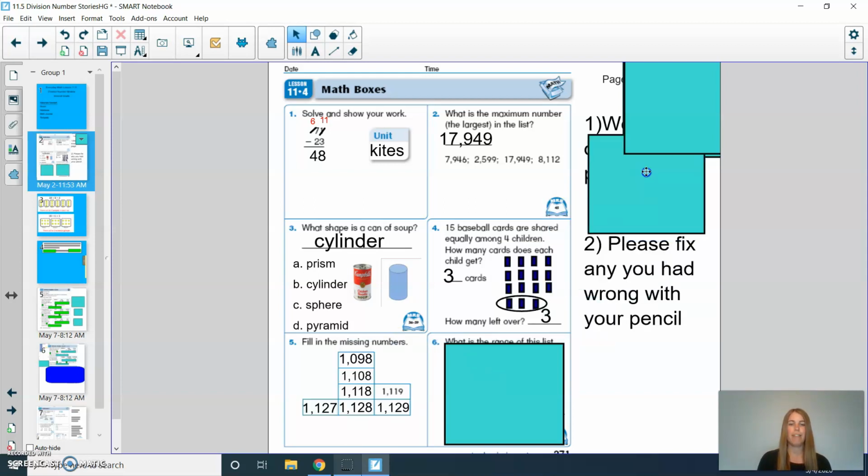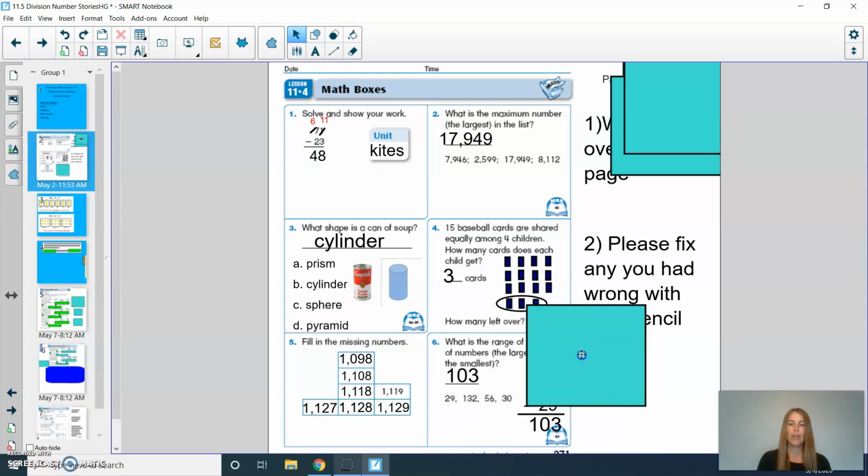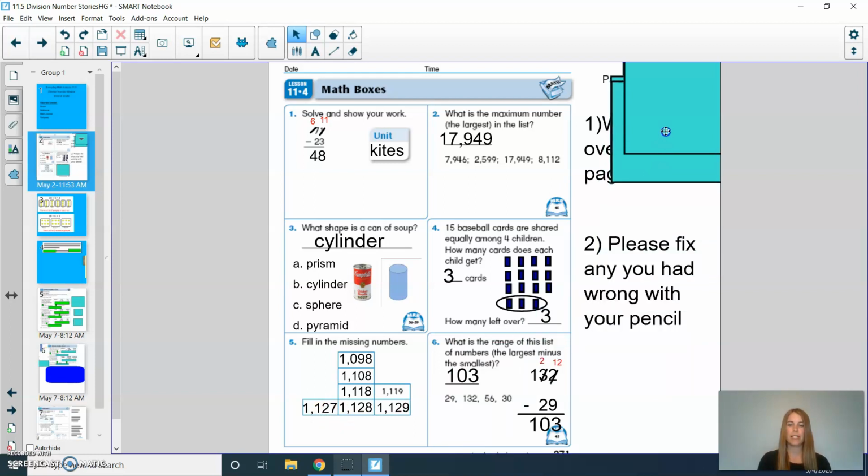For question number 5, fill in the missing numbers. I'm going to start with the given number. So they gave us 1,119. I know 1 less than that is 1,118. 10 less than that is 1,108. 10 less again would be 1,098. I'm going to go back to that given number again. So 10 more than 1,119 is 1,129. 1 less than that is 1,128, and 1 less again is 1,127.